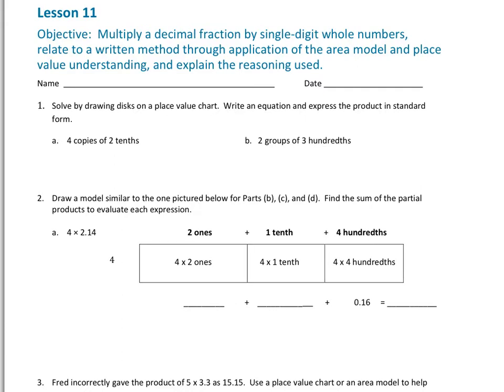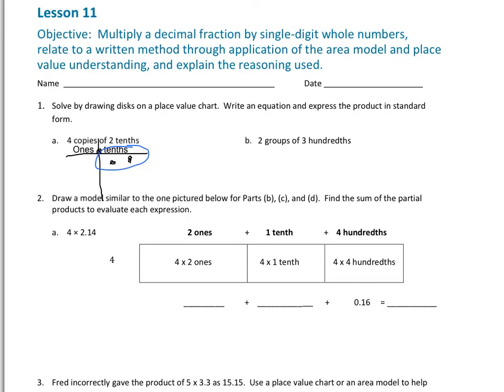Letter A says 4 copies of 2/10. Let's get started by first creating a place value chart. Our place value chart has a ones place, the decimal, and a tenths place. For this question it says 4 copies of 2/10, so we're now going to draw 2 dots in the tenths column. The 2/10 listed represent 1 copy. If these 2 dots represent 1 copy, we can continue making 2 dots at a time until we get to a total of 4 copies.